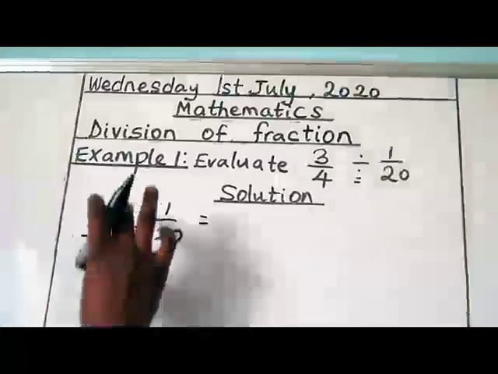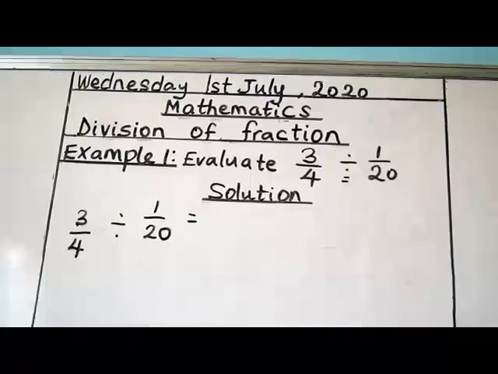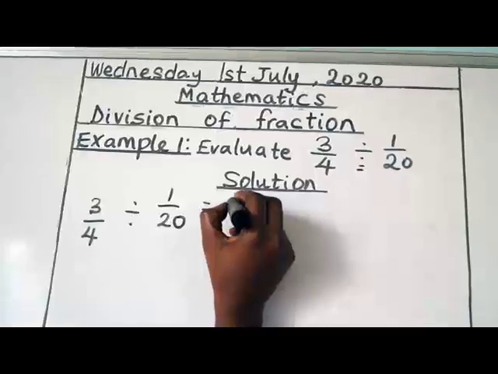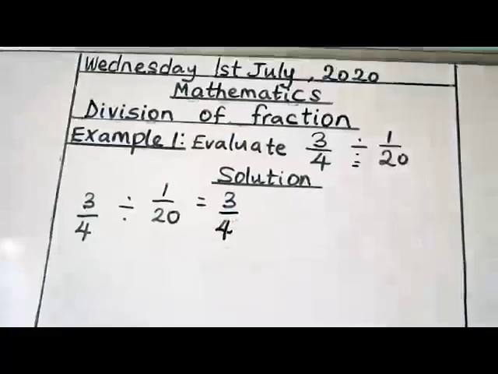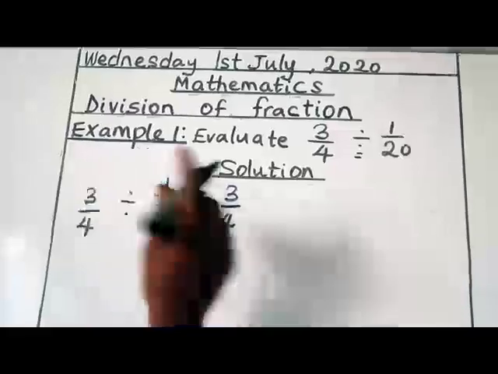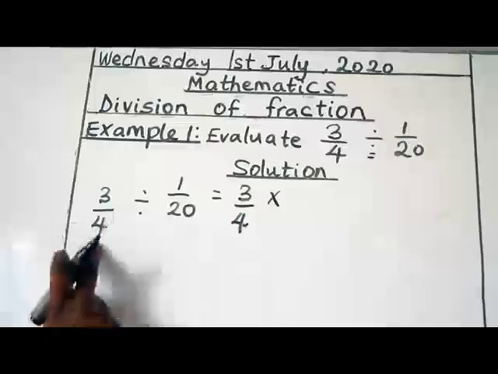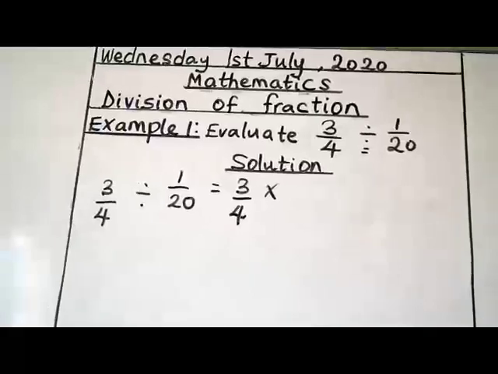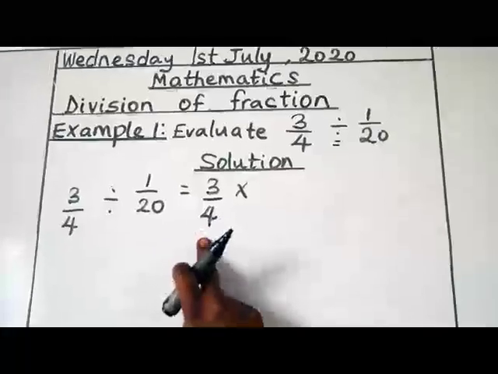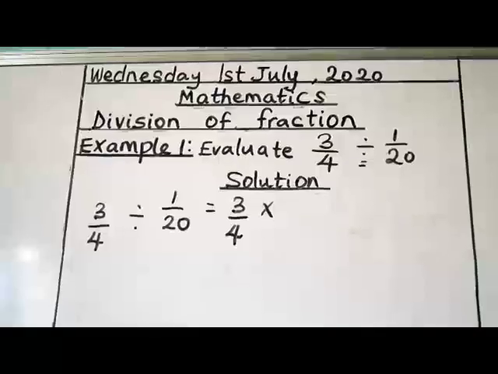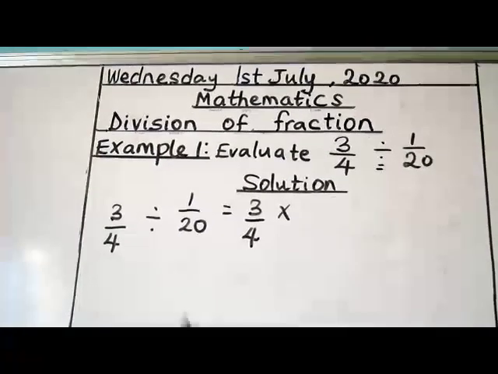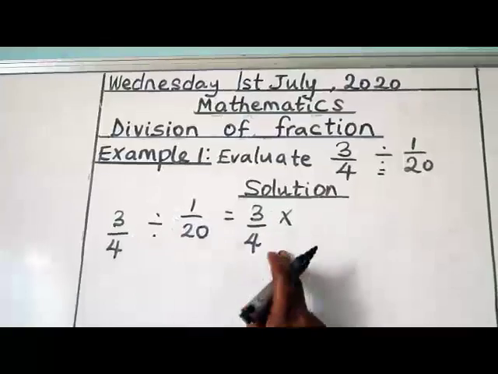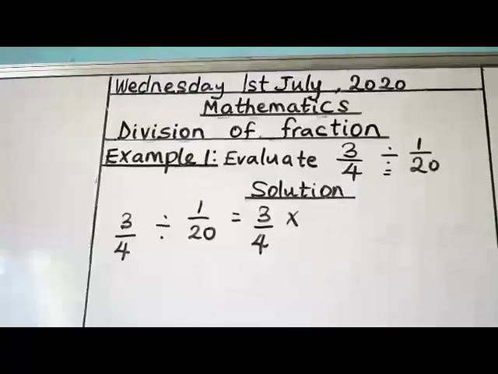Now I said I want to change this sign to multiplication so that I can use last class's method. So I'm going to leave my 3 over 4 alone. Take note, when you're changing this sign to multiplication, one of these two fractions will have to change. The numerator and the denominator will have to change position. You realize that I did not touch my first fraction. My first fraction is going to remain the same. This sign belongs to this second fraction. So the moment the sign changes to multiplication, we have to alter this second fraction.